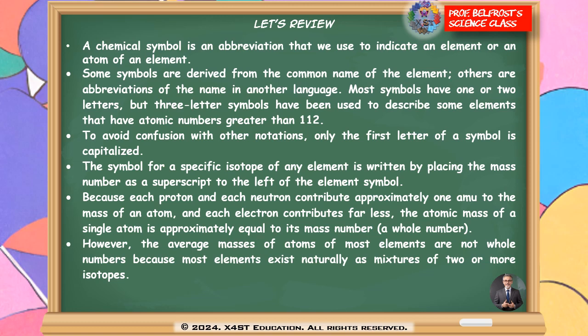The symbol for a specific isotope of any element is written by placing the mass number as a superscript to the left of the element symbol. Because its proton and its neutron contribute approximately 1 AMU to the mass of an atom, and its electron contributes far less, the atomic mass of a single atom is approximately equal to its mass number. However, the average masses of atoms of most elements are not whole numbers because most elements exist naturally as mixtures of two or more isotopes.